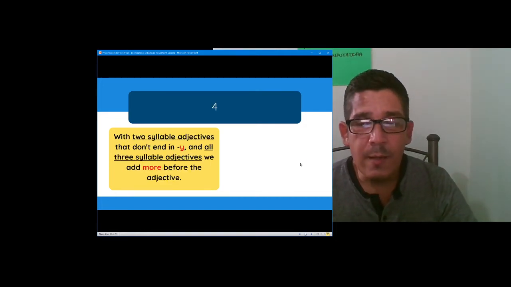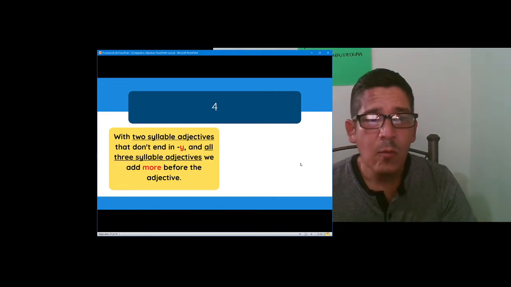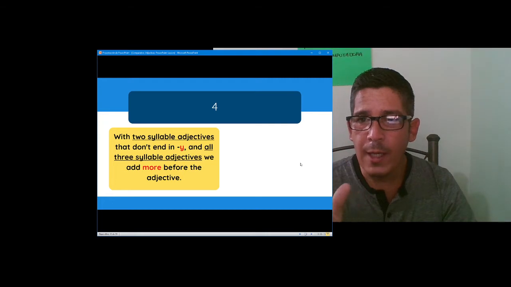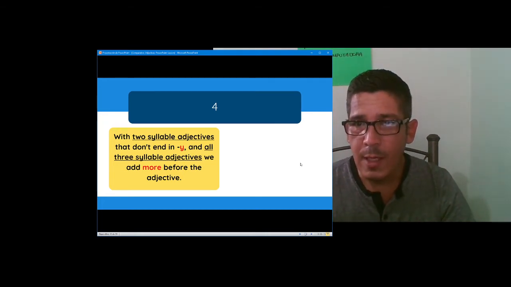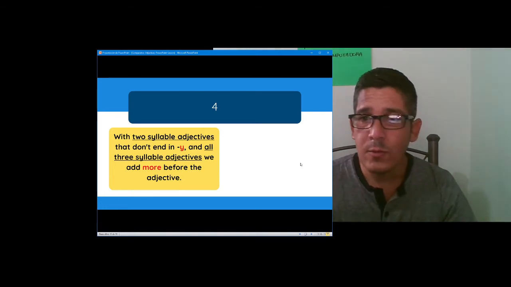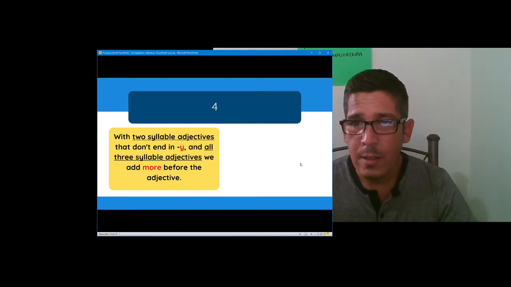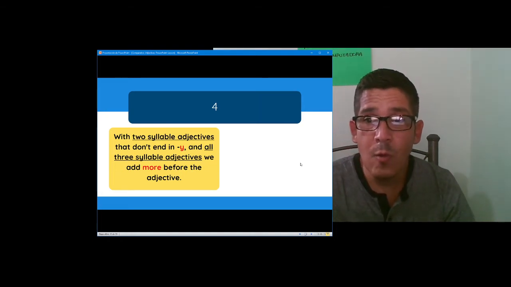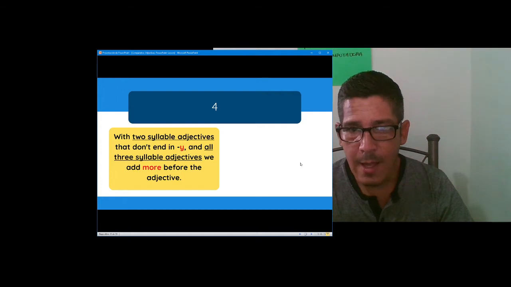With two syllable adjectives that don't end in y and all three syllable adjectives, we add more before the adjective. So, for example, long adjectives, you can say expensive, so more than two syllables. You can say intelligent. There are more than two syllables, okay? Usually, when you have those, more than two syllables or that they don't end in y, you are going to add more and then the adjective.